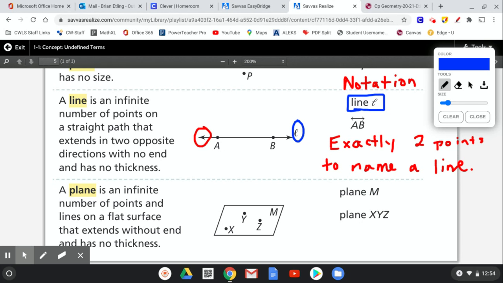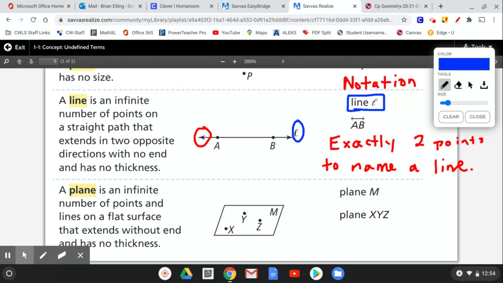So a plane. A plane is an infinite number of points. So it's basically like an infinite piece of paper, like a piece of paper that goes on forever. It's kind of hard to think about an infinite piece of paper. Infinity is always something hard to think about. So this is what I think about.